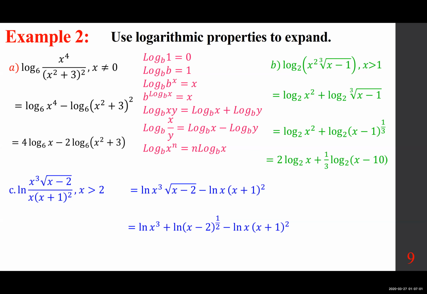Ln x cubed and ln of square root of x minus 2. Remember, x minus 2, okay, I need to get my pen. It's x minus 2 to the power of 1/2. And so every exponent becomes a coefficient.